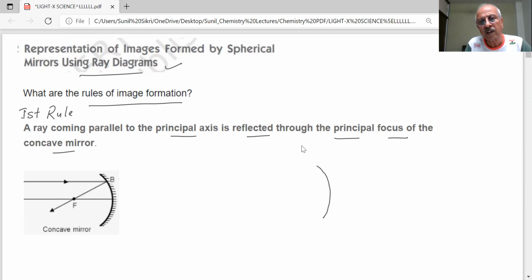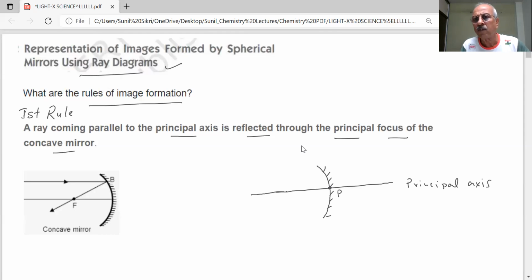Try to learn to draw the concave mirror. This is my concave mirror. My drawing may not be that perfect, student. Here you draw the principal axis. What is this? Principal axis. And the center of this is called the pole. Okay? Any doubt you can tell me.